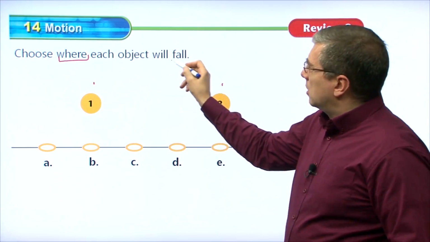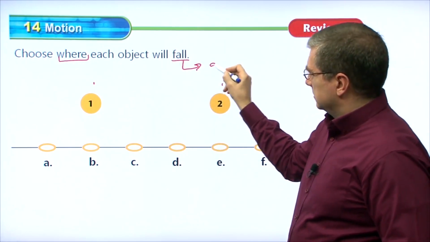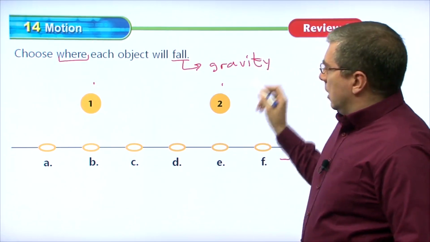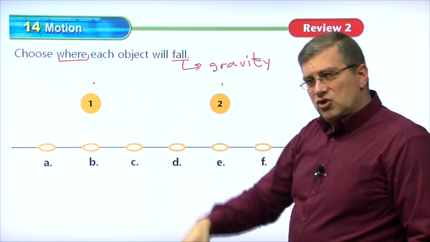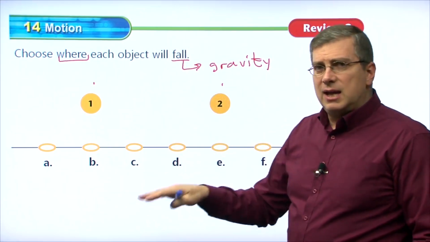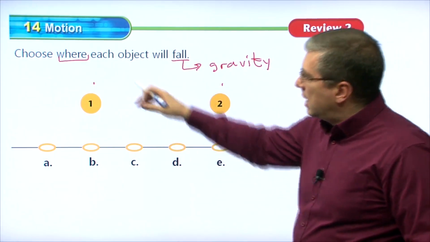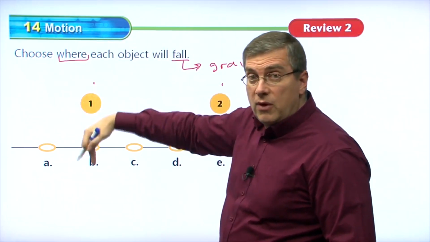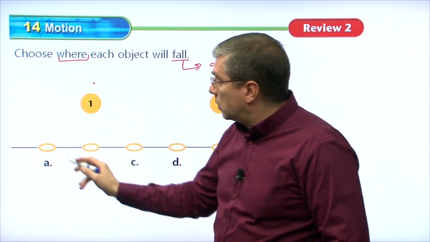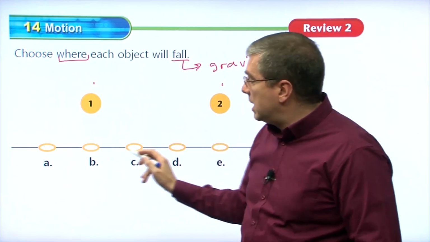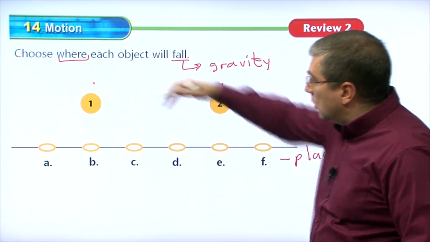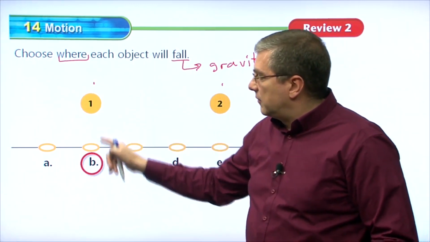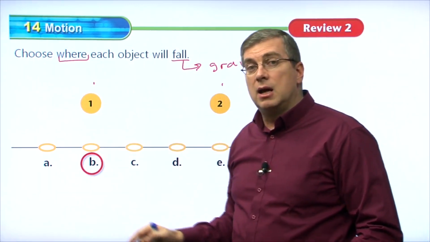Remember, we're talking about gravity. What did we say about gravity before? We saw that gravity pulls things straight down, not in a zigzag, not in a curve. So if I had this object here, number one, and I let go, this object will fall to the ground. Where will it fall? Will it fall at A? Will it fall at B, C, D, E, or F? Will it fall all the way over here? No, of course not. This object is going to fall straight down. It's going to land on B, right?